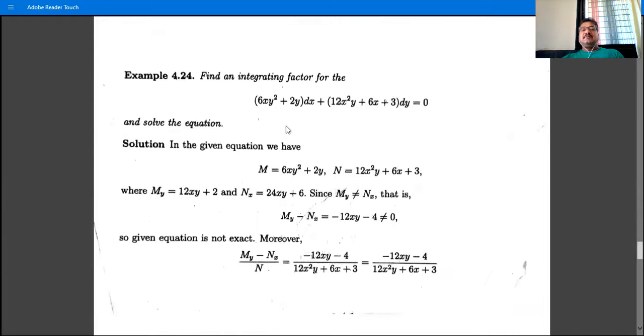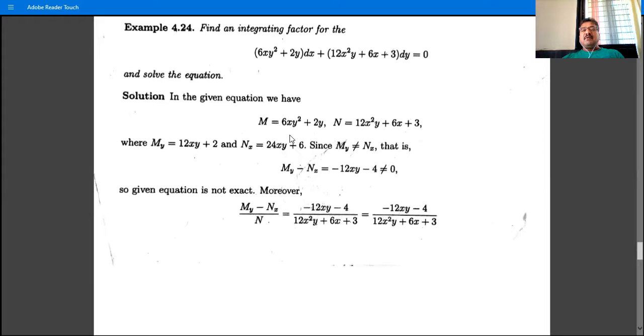So again the same type of problem: find an integrating factor and solve the equation. So this is an M dx plus N dy equals 0 type problem. M is this, N is this. Then find the derivative of M with respect to y, which is 12xy plus 2. And the derivative of N with respect to x is 24xy plus 6. Derivative with respect to x means y is constant. And these two are not equal.